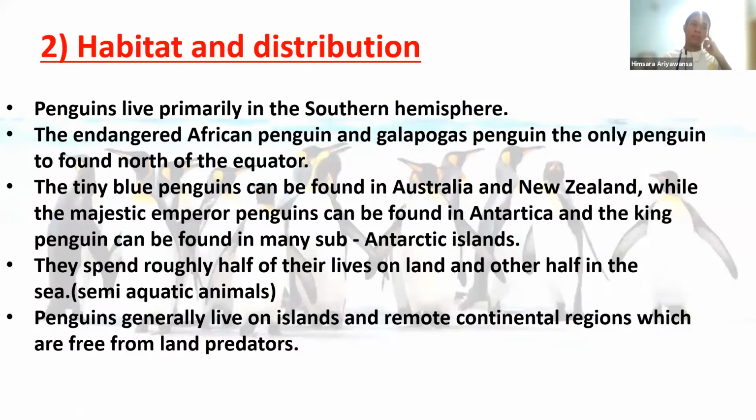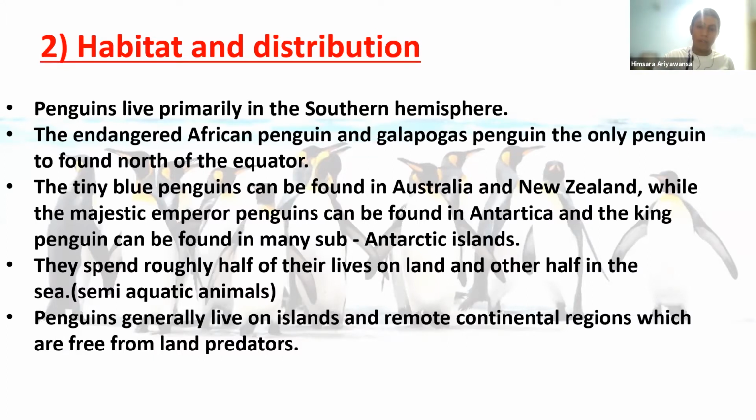Yeah, so our second topic is habitat and distribution. So what is habitat? Mainly, habitat is the place where plants or animals normally or naturally live and grow, right? So penguins live primarily in the southern hemisphere. As Arith explained, there are 18 species or types of penguins. Out of these 18 species, 16 species are living in the southern hemisphere. So only 2 species or types are living apart from this.